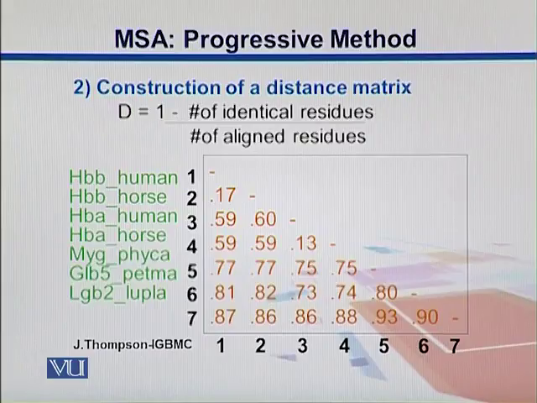For example, in this slide there is a distance matrix. Distance is calculated as 1 minus the number of identical residues divided by the number of overall aligned residues, or the total residues present in this alignment. Here on the x-axis and y-axis we have the same sequences. In this example, which we took from this reference, they use hemoglobins and related proteins, myoglobins, etc., in humans and other related species.